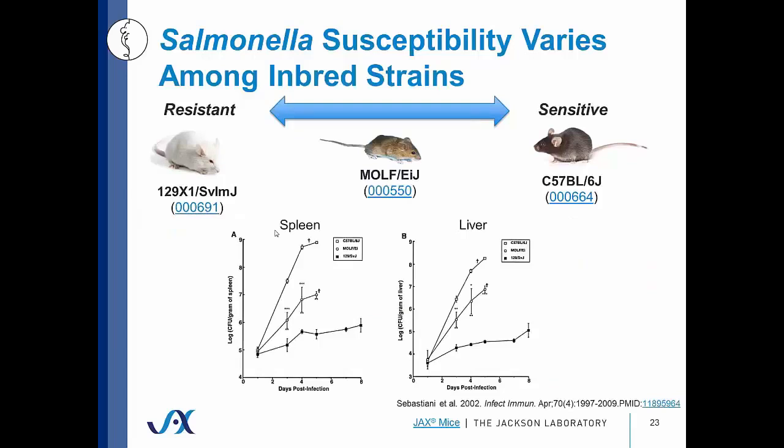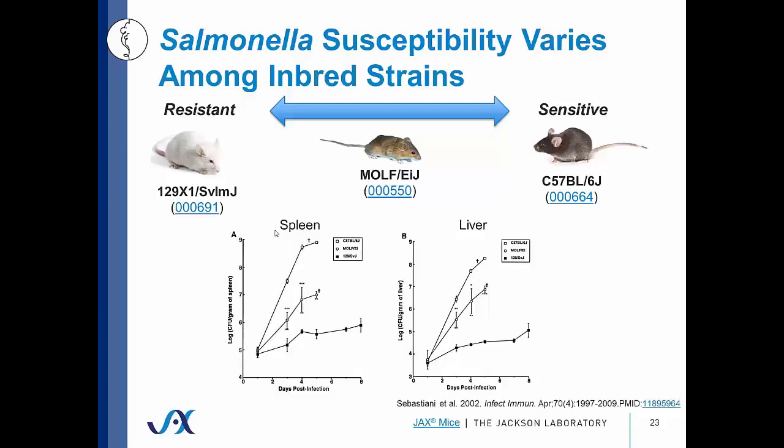So some experiments were performed to determine the differences in susceptibility to Salmonella infection between 129X1s, MOLF EIJs, and C57 Black 6J mice. MOLF EIJs are a wild-derived strain with very divergent genetics, and they can be used for genetic mapping studies. So in these experiments, mice were injected with a low dose of Salmonella typhimurium intravenously, and bacterial counts were measured in the spleen and the liver.